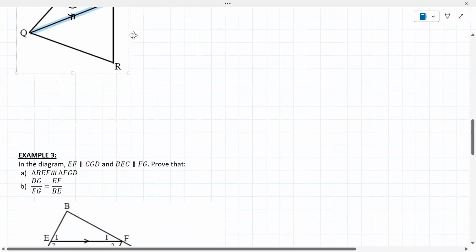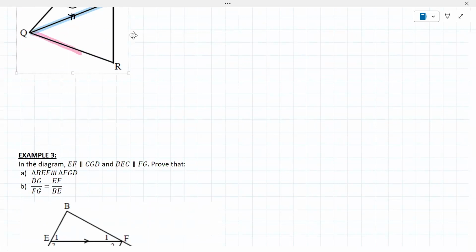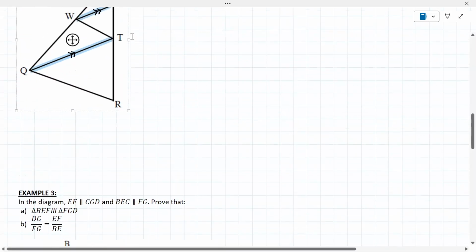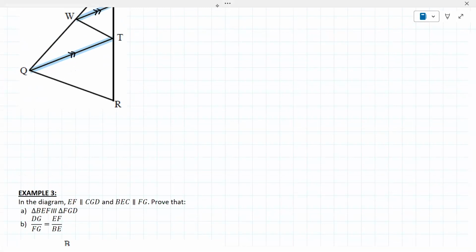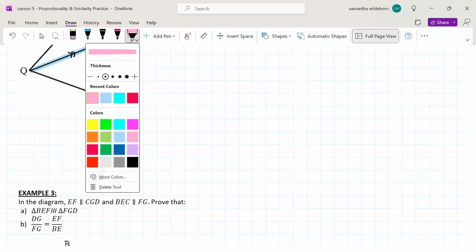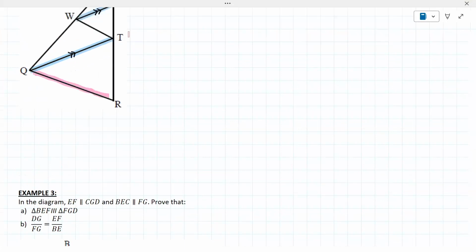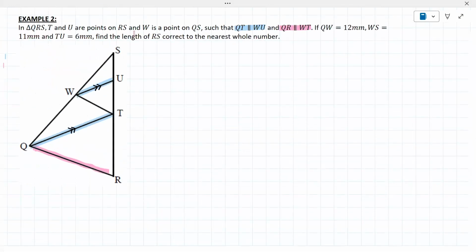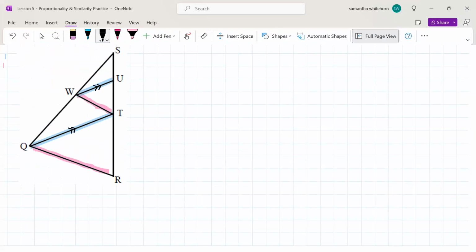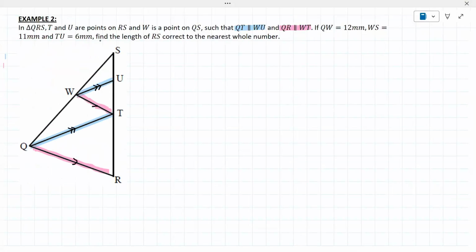Oy, oy, oy. QR. How are you finding? Technology. I can't. Okay, cool. Whatever. QR, WT. Again, if you want to put the little arrows on your parallel lines, go for it. Nothing wrong with that. Apparently, I can't even do that.